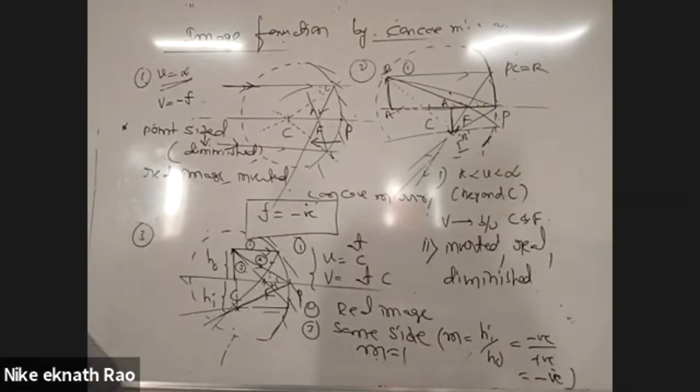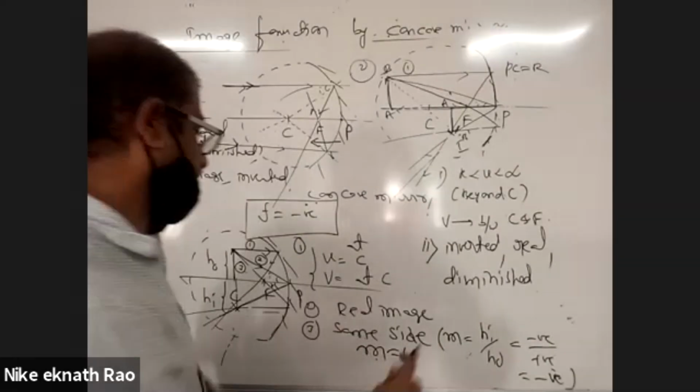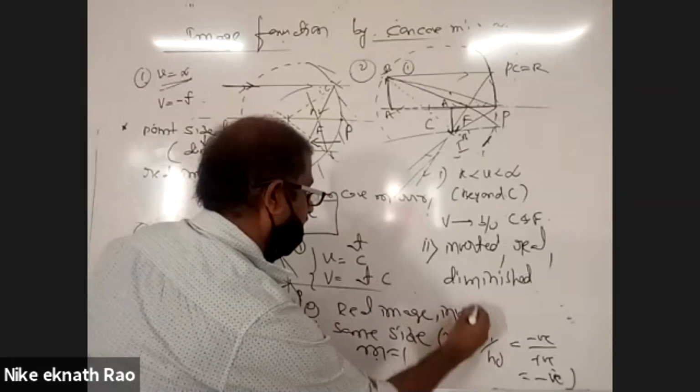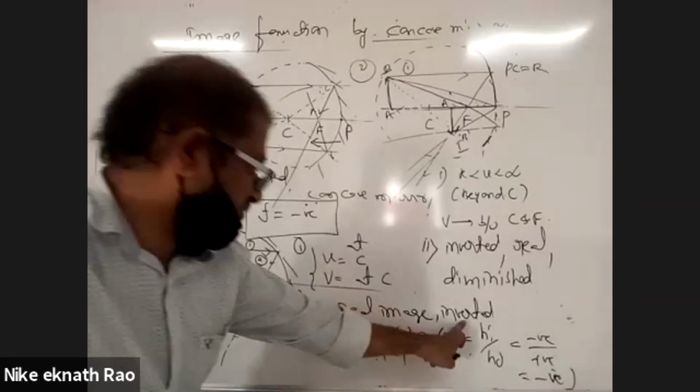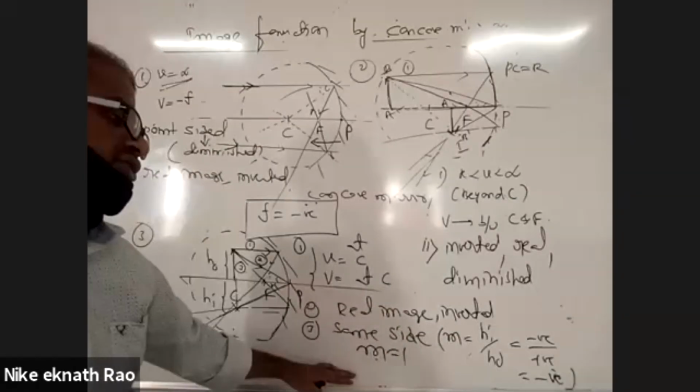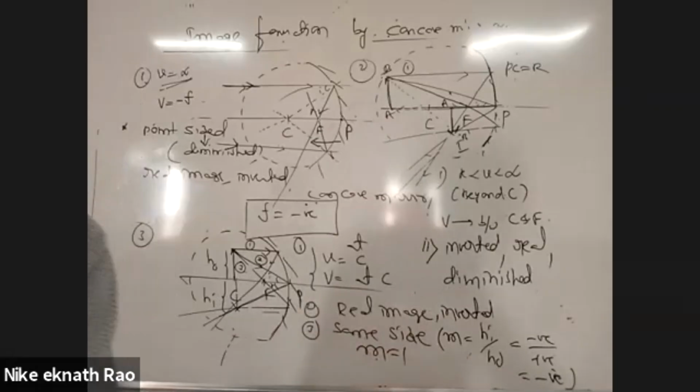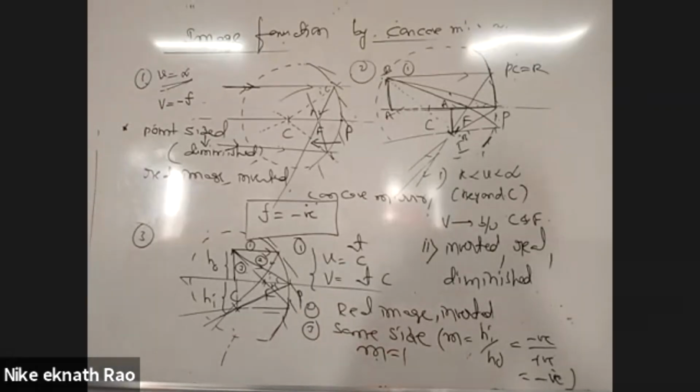Write down the statement, very important. Image at C: real image, inverted, same size, magnification is 1, and it is negative. Magnification is negative for real images.